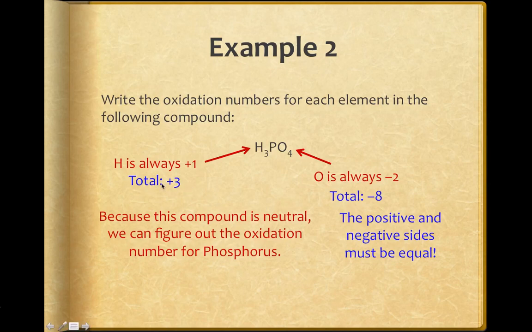We have to think, okay, the positive and negative sides have to be equal. Right now the positive side is lacking, so what else does the positive side need to make 8, to cancel the -8? Oh, phosphorus must be +5. You will have to figure this out. So hydrogen is +1, oxygen is -2, phosphorus is +5. Okay? Let's try another one.